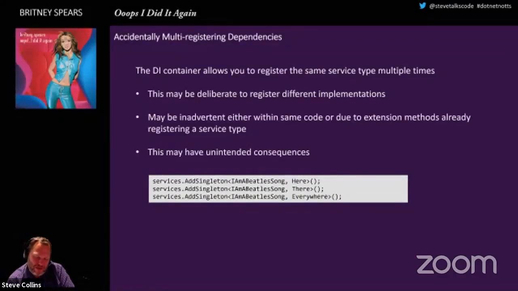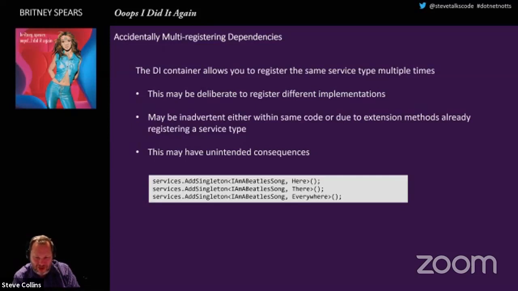Now we've got past the whole disposable stuff, and we're on to the common mistakes and patterns that you should be following with your container. The DI container allows you to register the same service type multiple times. This may be deliberate and it may be inadvertent, but it does come with consequences.